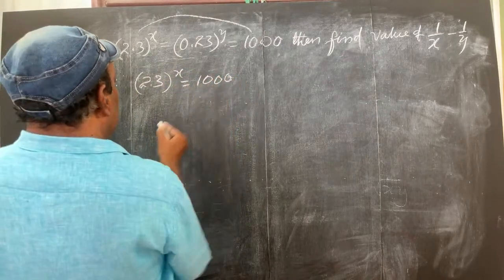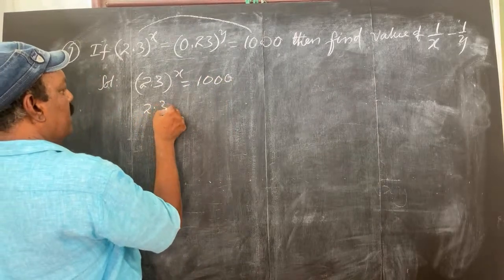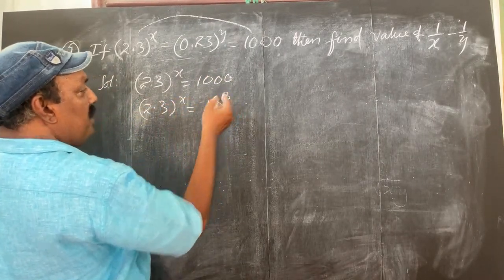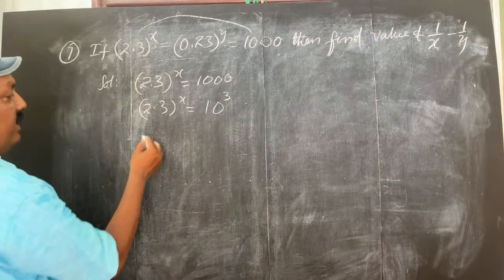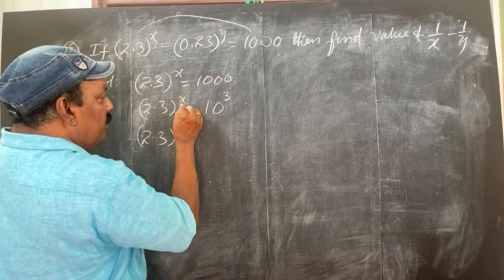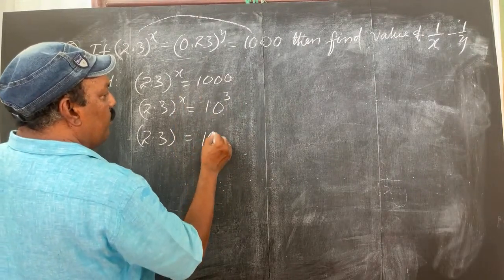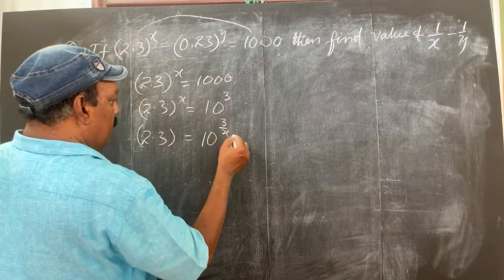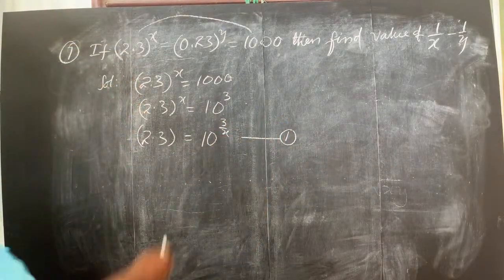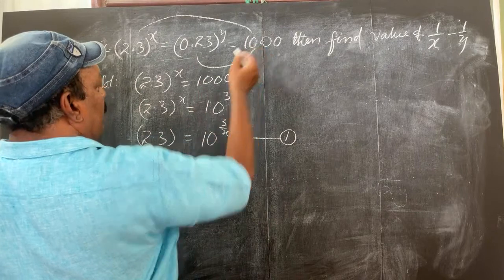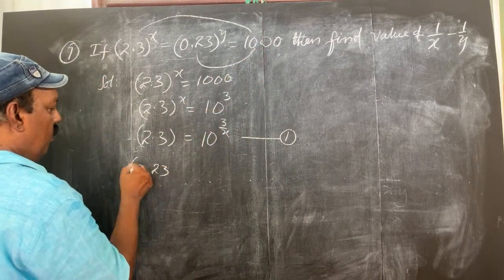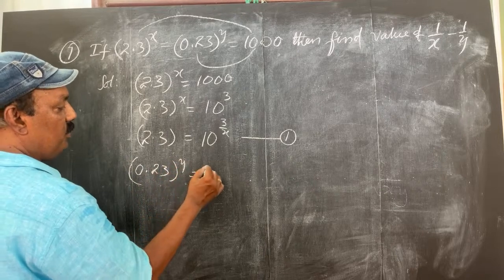Next step is: 1000 I can write as 10 cube. Next, 2.3 is equal to 10 to the power of 3 by x, since this exponent I am sending to the other side. So this is equation number 1. And now I am taking the relation for the second one: (0.23) whole to the power of y is equal to 1000.